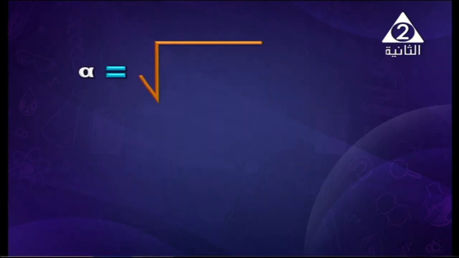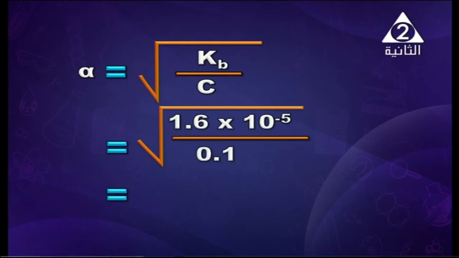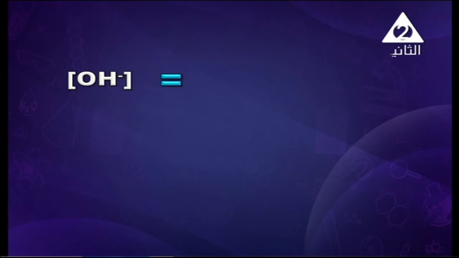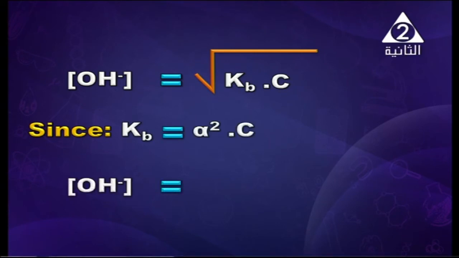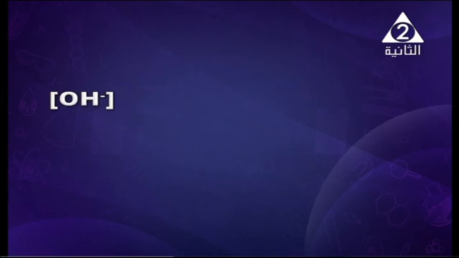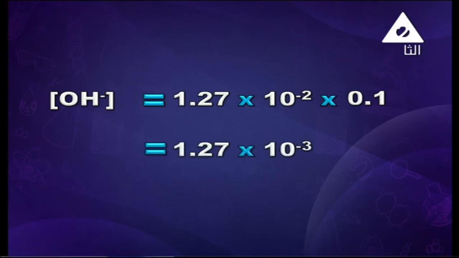Solution of the problem: alpha equals the square root of Kb over C, so the square root of 1.6 times 10 to the power negative 5 over 0.1 equals 1.27 times 10 to the power negative 2. So OH negative equals the square root of Kb times C, since Kb equals alpha squared times C, so OH negative equals alpha times C, which equals 1.27 times 10 to the power negative 2 times 0.1, equals 1.27 times 10 to the power negative 3.